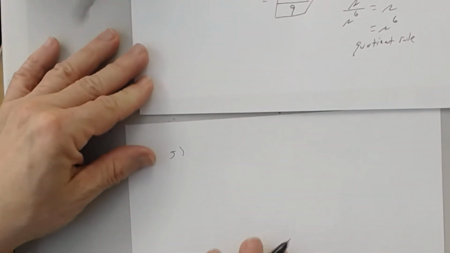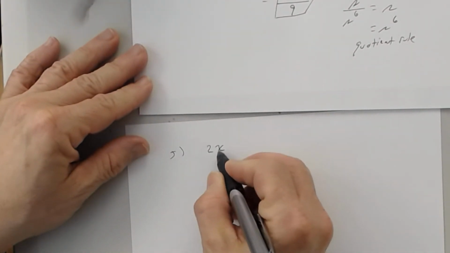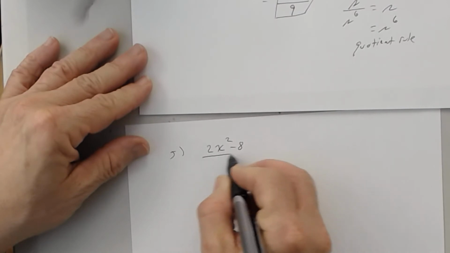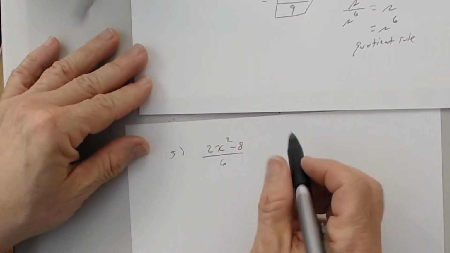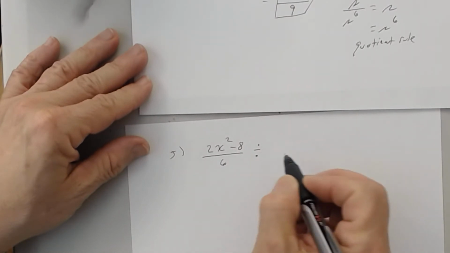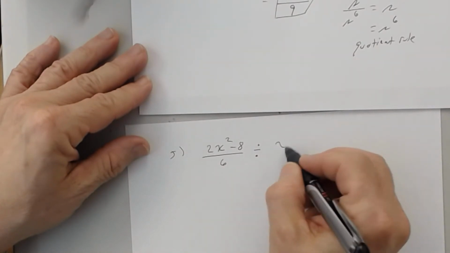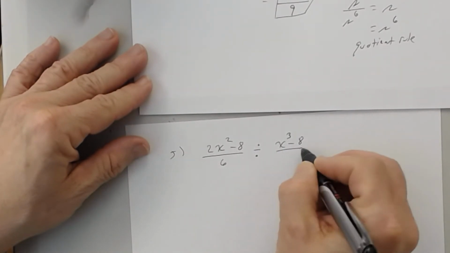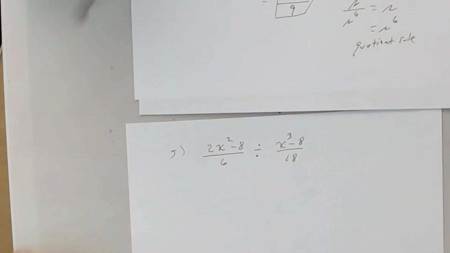All right, number 5, you have 2x squared minus 8 divided by 6, and that rational expression is being divided by this one, x cubed minus 8 divided by 18. All right. So notice the directions say perform the indicated operations. What operation am I performing right now? Division. So you know how to deal with that.